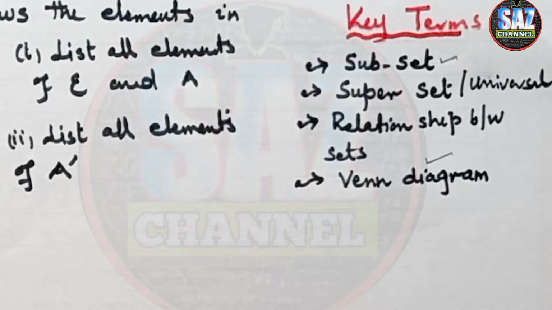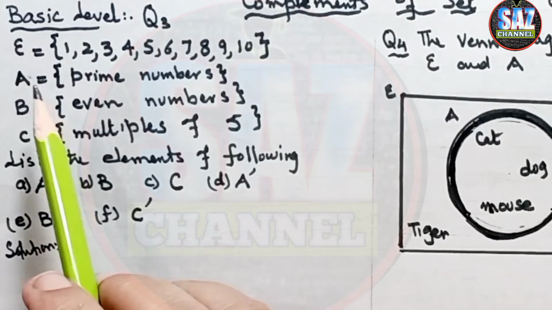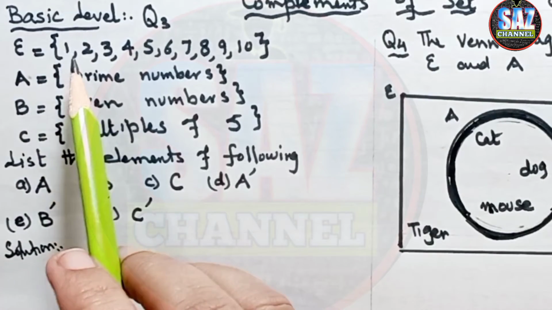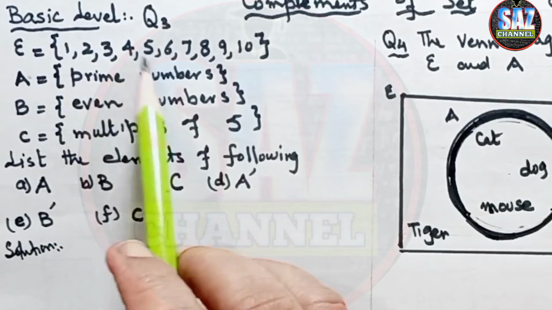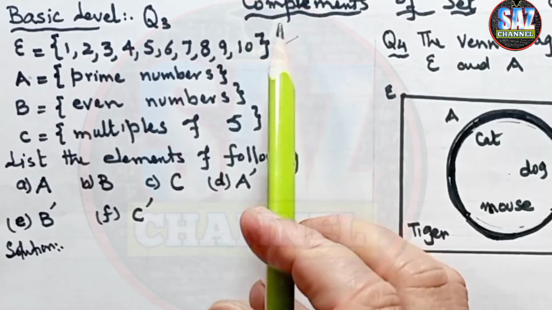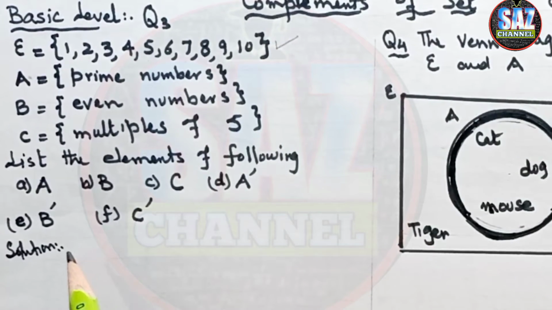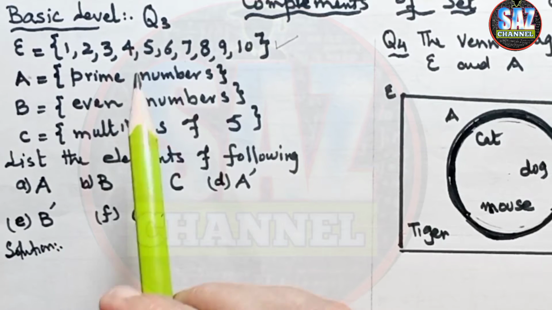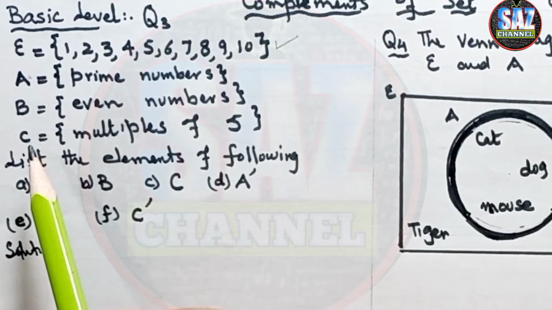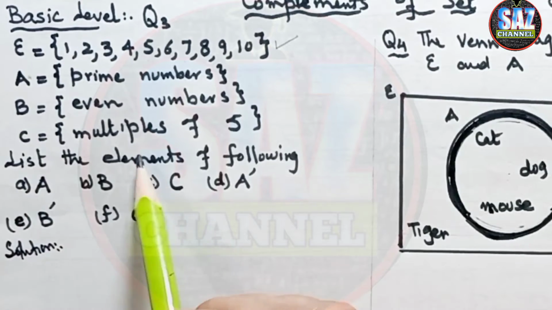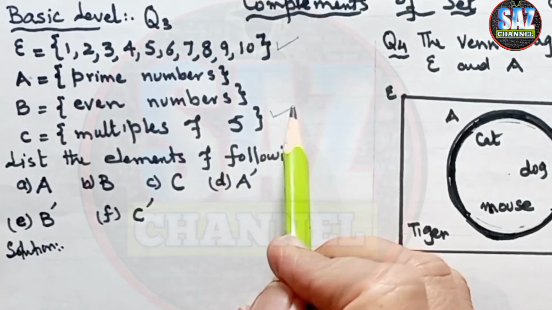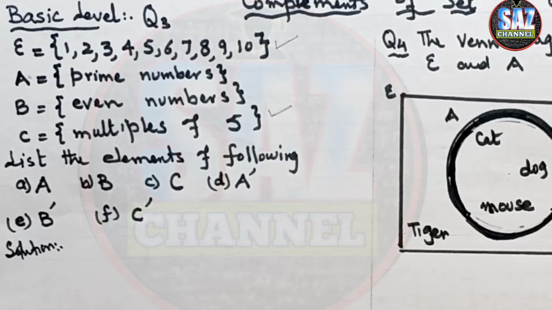Let's move to basic level question number 3, and let me read the question from the book. Question says, it is given that universal is the set which consists of 1, 2, 3, 4, 5, 6, 7, 8, 9, and 10, the first 10 positive natural numbers, and set A is the set of prime numbers, B is the even numbers, and C is the multiples of 5. And then we have to list the elements of the following sets: A, B, C, and A complement, B complement, and C complement. So let's move to the solution of the question.